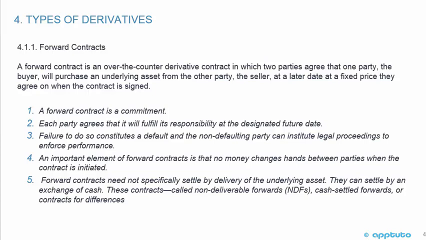4, an important element of forward contracts is that no money changes hands between parties when the contract is initiated. Maybe I should have put that in bold. That's a key point with regards to forward contracts: no money changes hands between parties when the contract is initiated. 5, forward contracts need not specifically settle by delivery of the underlying asset. They can settle by an exchange of cash. These contracts are called non-deliverable forwards, NDFs, cash-settled forwards, or contracts for differences.